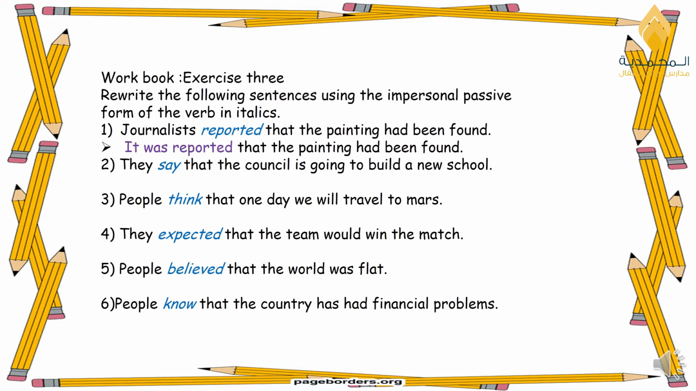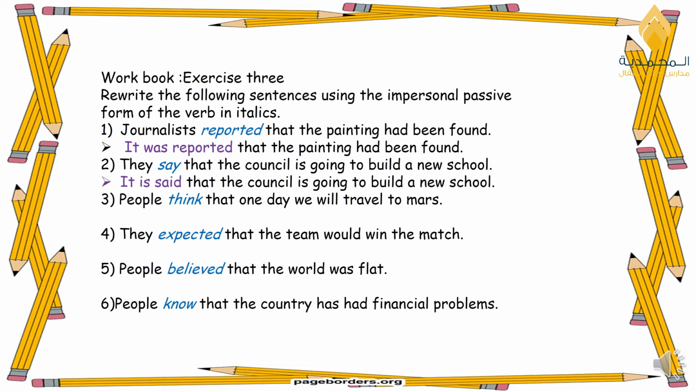Number 2, they say that the council is going to build a new school. Okay, what do I have to start with? It. Then say is in the present simple. So I have to use a present simple form of the verb to be: is, am, or are. It is said, because I have to put the verb 3, which is said. Then I have to put that, then the rest of the clause. That the council is going to build a new school.